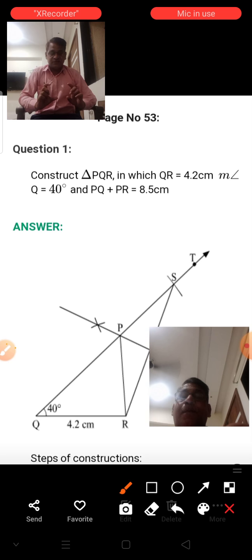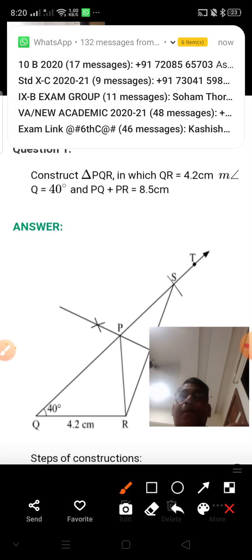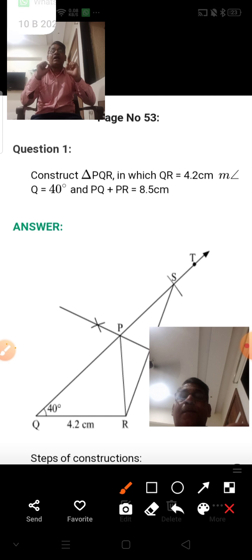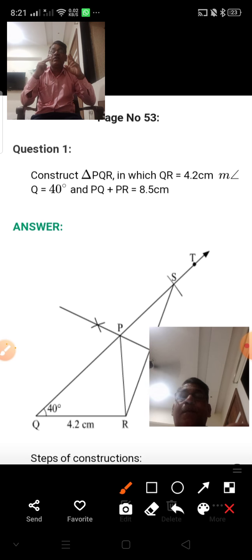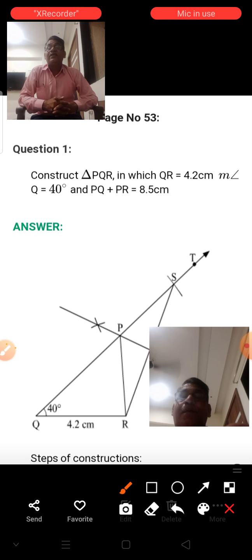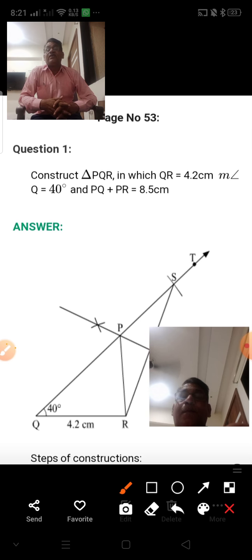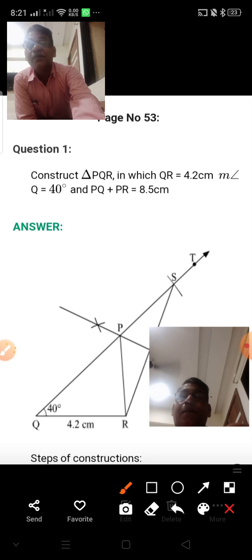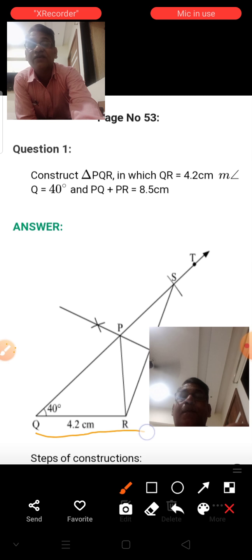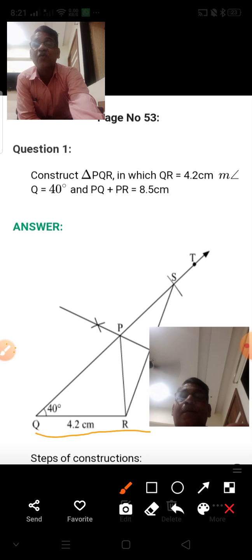Concentrate first. What is given? The base of the triangle is given, and one angle of the base is given, and the addition of the remaining two sides is given. Then how to construct this triangle? First you have to draw the given base. See here, this is the base. Now base is QR. It is given 4.2.